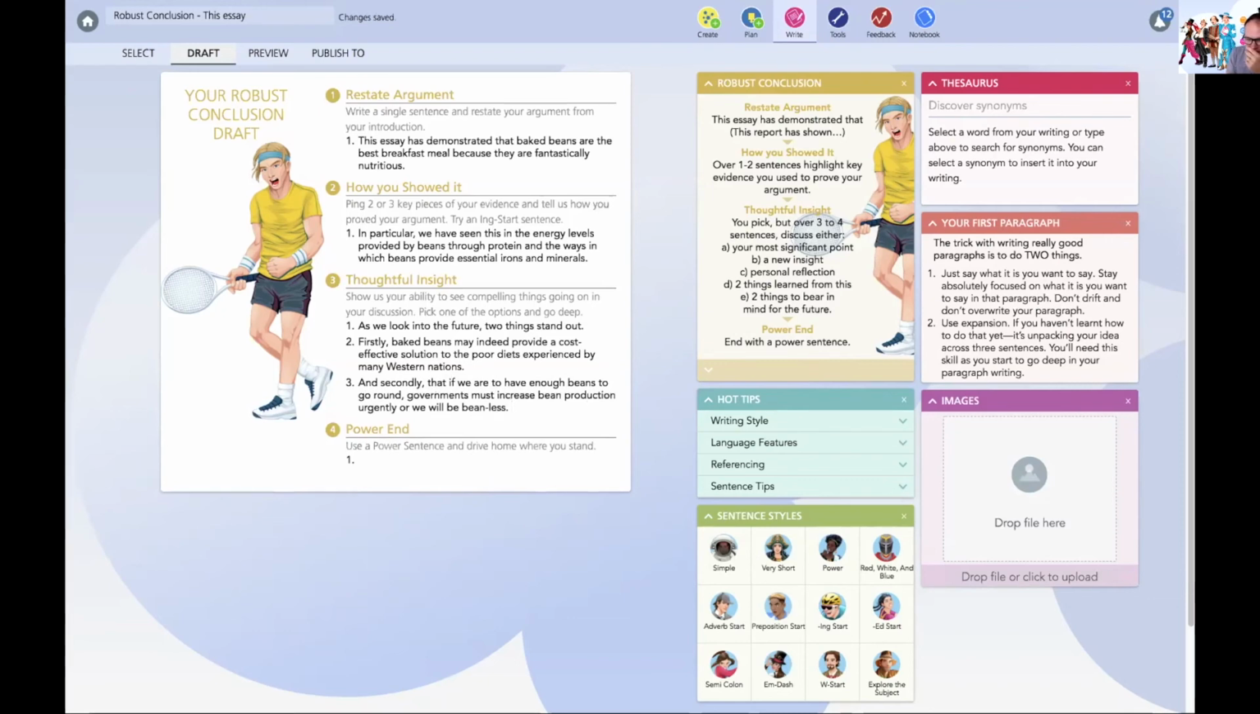Now, the final thing as we're about to deliver away here is the power end, a power sentence to drive home where you stand on this point. The power sentence, for those of you who are aware of my sentence styles, the 12 ways to cast a sentence, is a sentence that's 12 words or less. It's so aggressive, so powerful, just because of its snappy length. You can say a lot in 12 words, and you don't waste them. So here we go.